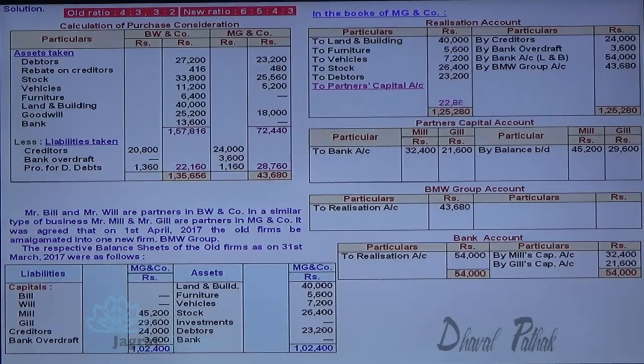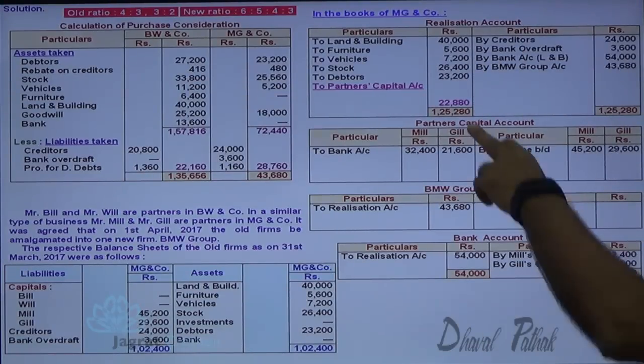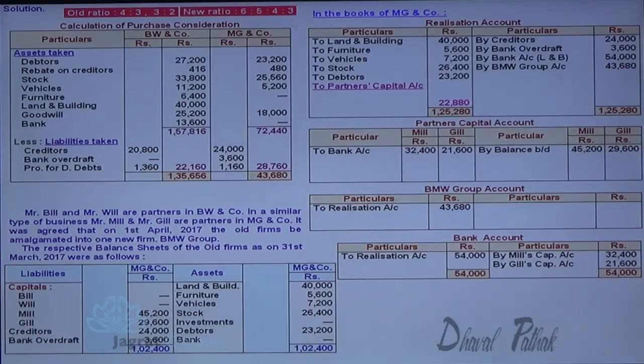So this is the profit, 22,880. Total of credit minus total of debit, 22,880. That will be distributed in the ratio of 3:2. So 3/5 that of Meal and 2/5 of Gill, that is credited to partners capital account.